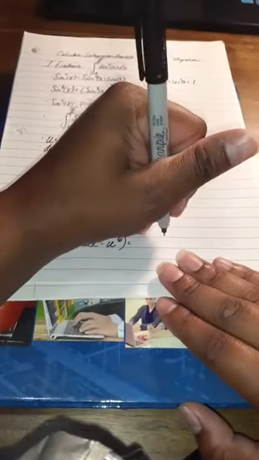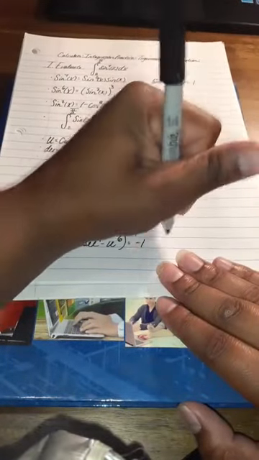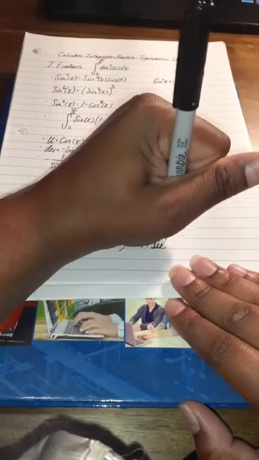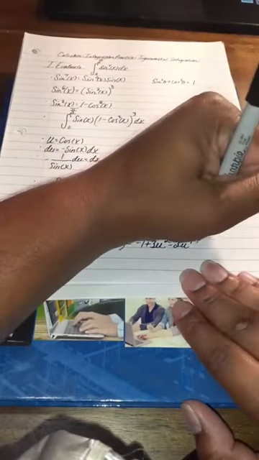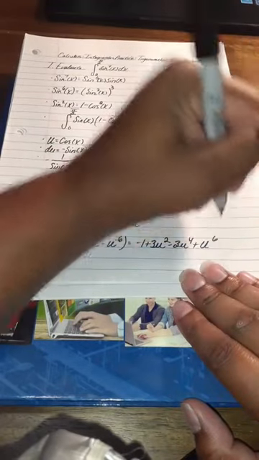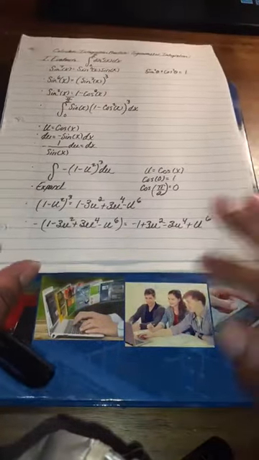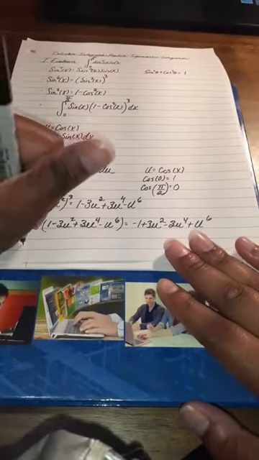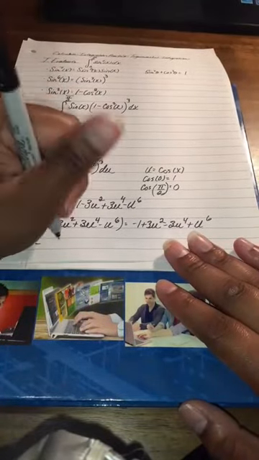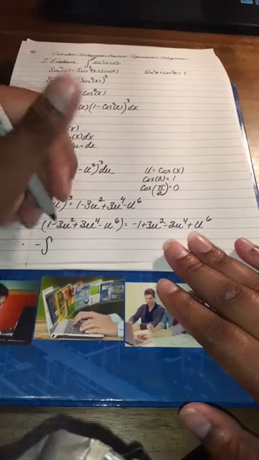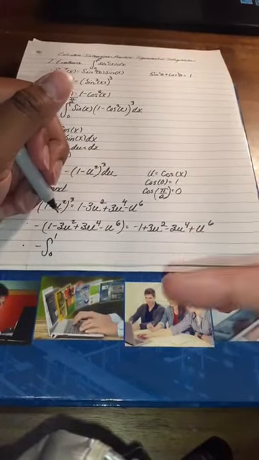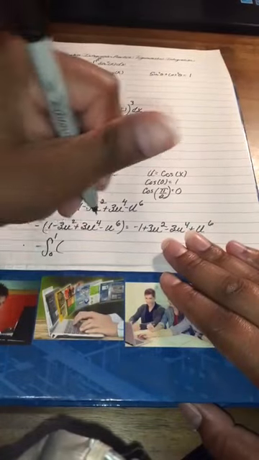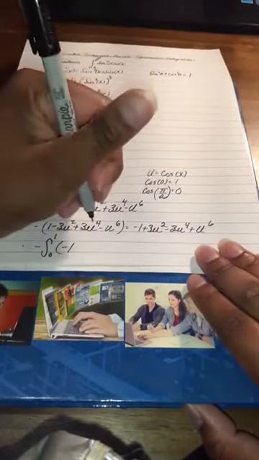Okay, all right, so if we distribute that in, we simply get negative 1 plus 3u squared minus 3u to the 4th power plus u to the 6th power. So we've expanded it out. I'm going to keep the negative on the outside because we flipped the limits of integration, and since we flipped the limits, we have to change the sign of the integral. And then the integral just becomes the integral from 0 to 1.